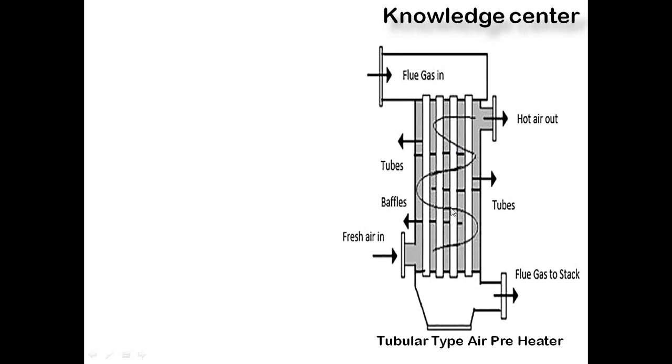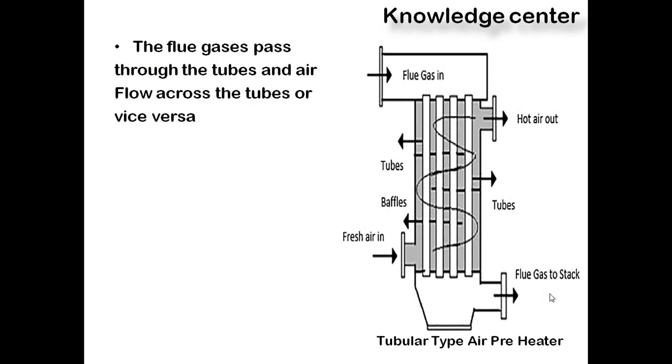When air passes through this, the heat will be transferred to the air, and that hot air is given to the boiler. The flue gas coming out of the tube will be taken out to the stack, that is, to the chimney. So this is the output for the air preheater. Flue gas will go out of here. So this is the tubular type of air preheater. Flue gas is made to flow in the tube, and across the tube air will be flowing, or vice versa, the reverse can also happen.